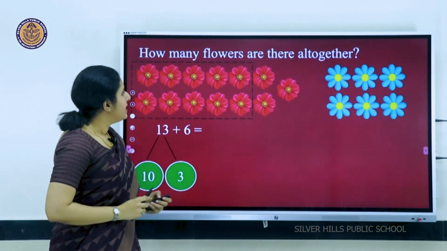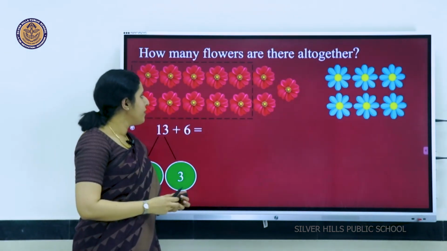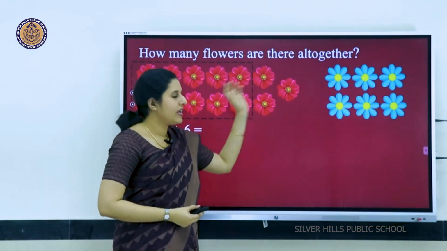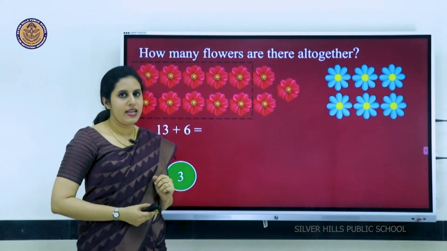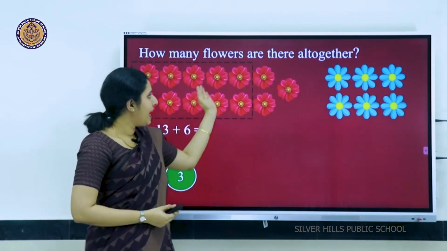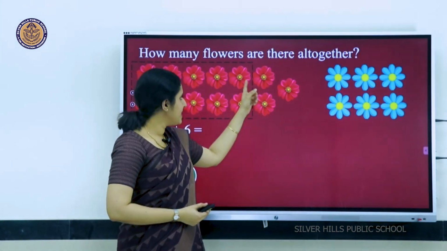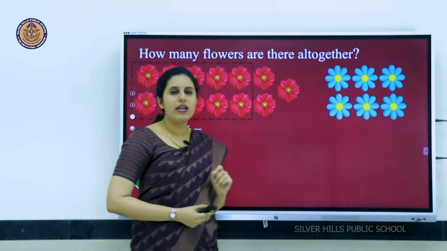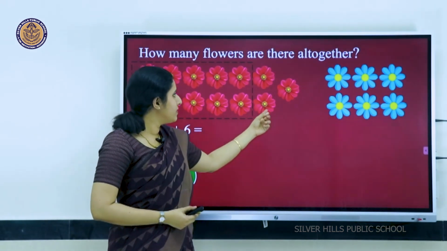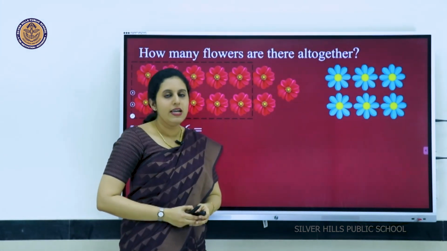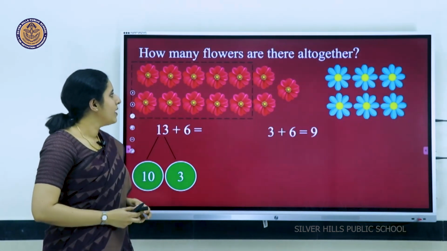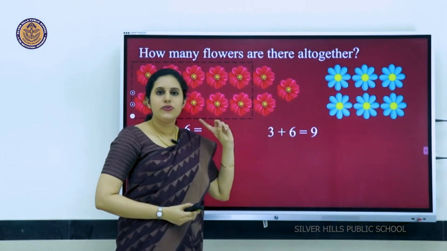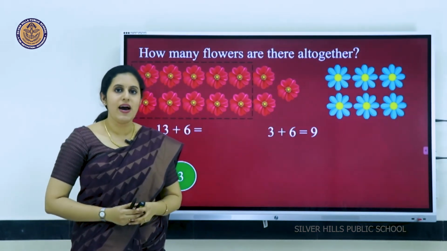Let us see. So, now if you look at this 10 group, outside the 10 group, how many flowers are there? This is the 10 group. Outside the 10 group, you can see 3 red flowers and 6 blue flowers, right? So, outside the 10 group, there are 3 plus 6 is equal to 9. 9 flowers are there outside the 10 group.